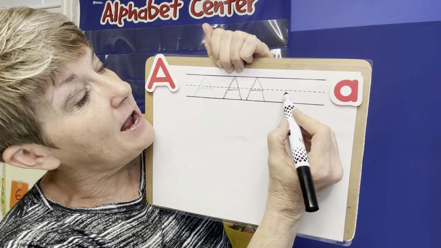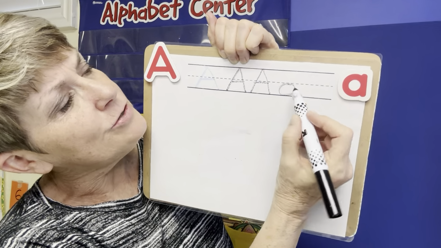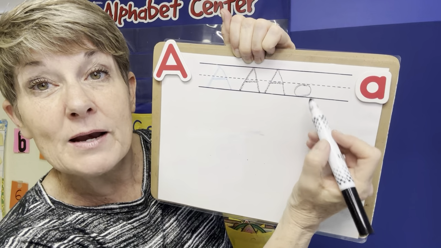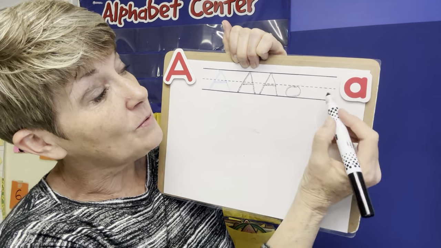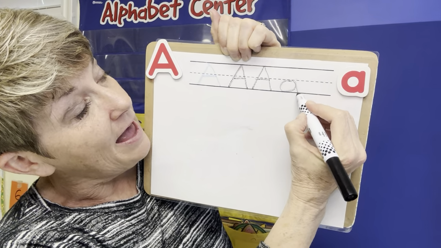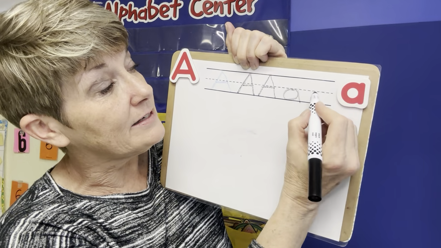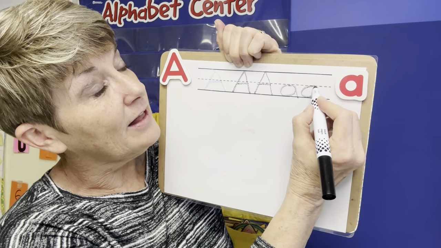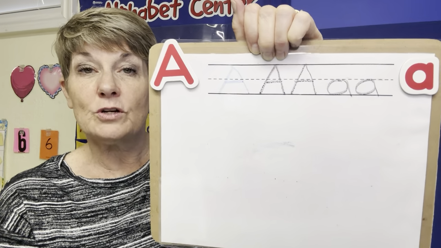It's a circle and a line. So I'm going to draw. Now, did you notice I just went to the middle of the writing road? I didn't go all the way to the top because lowercase a doesn't go all the way. And then I draw one line on it, another circle and another line. Those are lowercase a's.